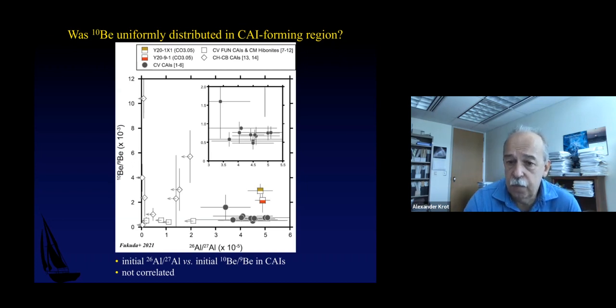If you would like to interpret aluminum-26 and beryllium-10 as uniformly distributed short-lived radionuclides, you shouldn't really observe these differences in distribution. So if a CAI has a canonical aluminum-26/27 ratio, it should have a canonical beryllium-10/beryllium-9 ratio, like 7 times 10 to the minus 4. But you cannot have an aluminum-26 poor CAI with a beryllium-10/beryllium-9 ratio of 7 times 10 to the minus 4.